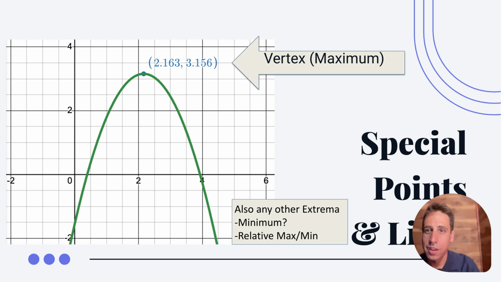Extrema, very important. This only has one maximum. It's at the vertex, whose coordinates I've labeled here. And if there were a minimum or any relative max or min, then I'd list that out as well.